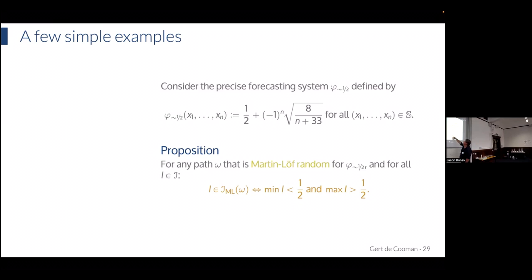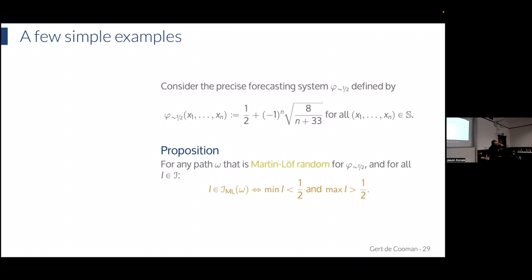So take any path that is random for this forecasting system. There is at least one. Take any. Look at all the stationary forecasts that make this path random. They will make this path random if and only if the lower bound of your interval is strictly smaller than one half, and the upper bound of the interval is strictly larger than one half. So your interval must strictly include one half.